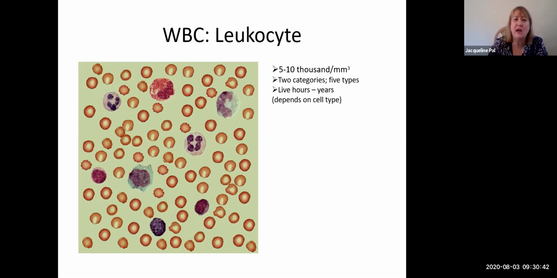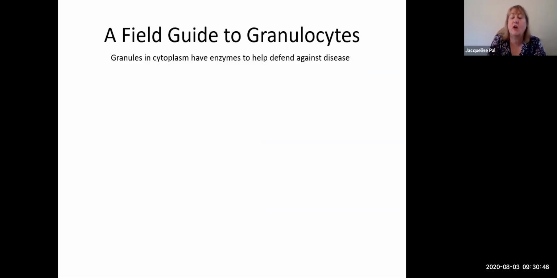So the first of the 2 big categories of white blood cells are called granulocytes. These are the cells that have granules that are visible in the cytoplasm under normal light microscopy. These granules are vesicles filled with chemicals, mostly enzymes that are going to help fight disease. But we're going to learn some specifics about what's in these granules for at least one cell type.